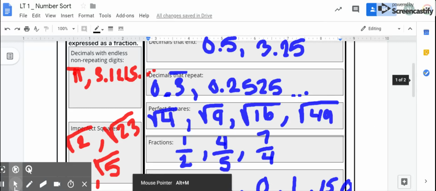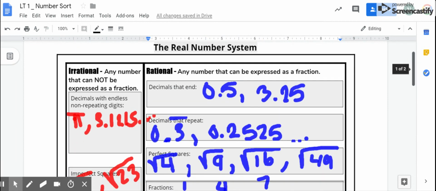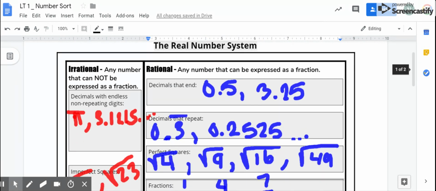So just to recap, a rational number is a number that can be expressed as a fraction, and an irrational number is any number that cannot be expressed as a fraction.